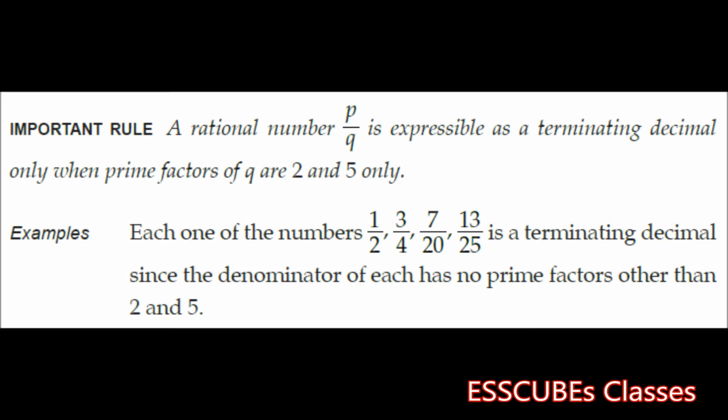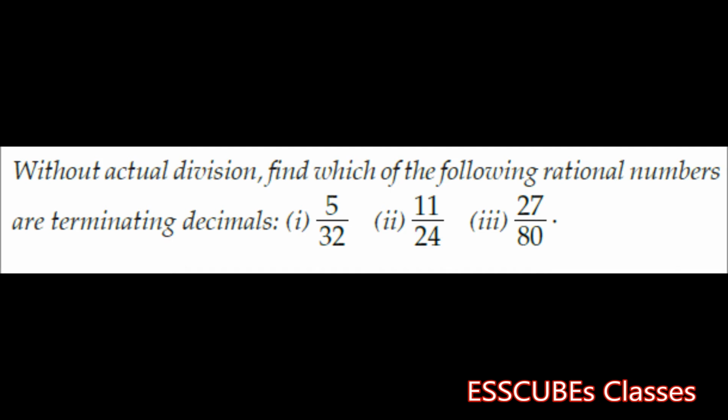A rational number p by q is expressible as a terminating decimal only when the prime factors of q are 2 and 5 only. For example, each one of the numbers 1 by 2, 3 by 4, 7 by 20 is a terminating decimal, since the denominator of each has no prime factors other than 2 and 5. Let us understand that with an example. Without actual division, let us find which of the following rational numbers, 5 by 32, 11 by 24 and 27 by 80, are terminating decimals.